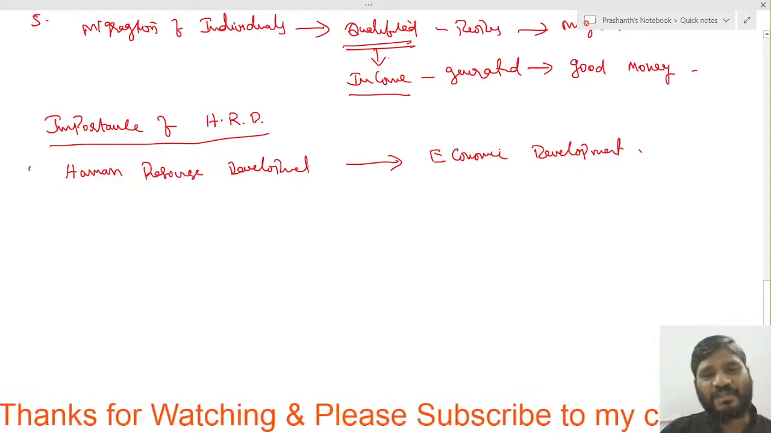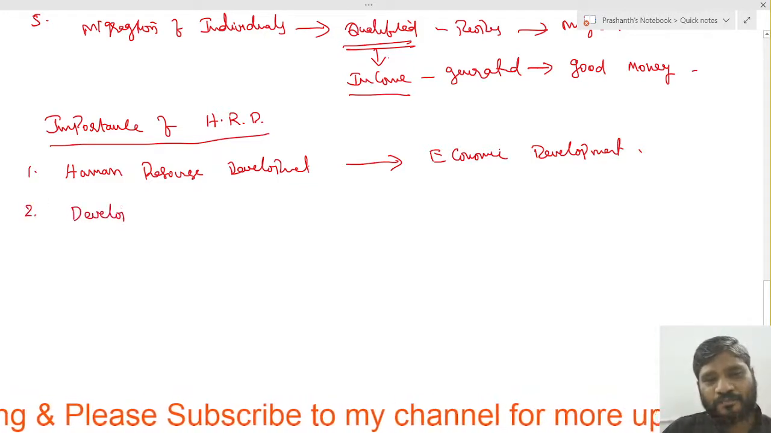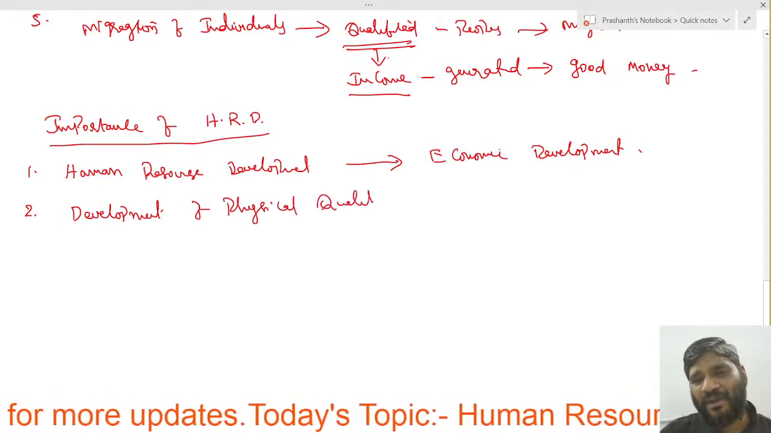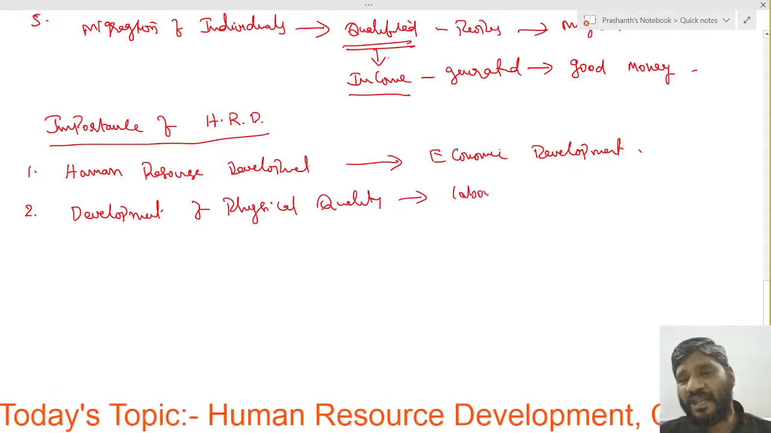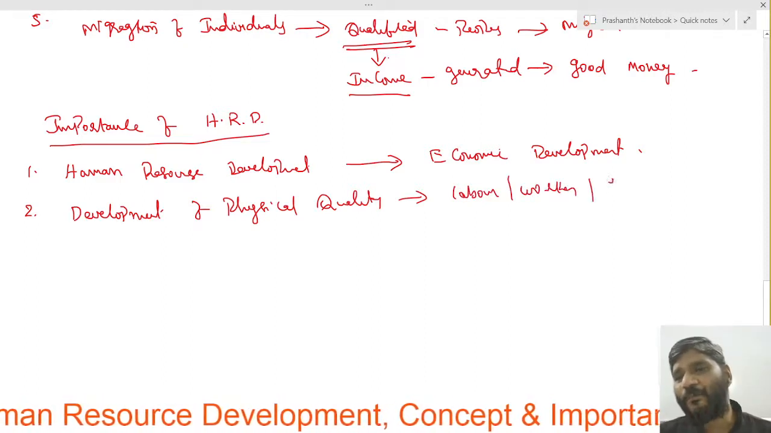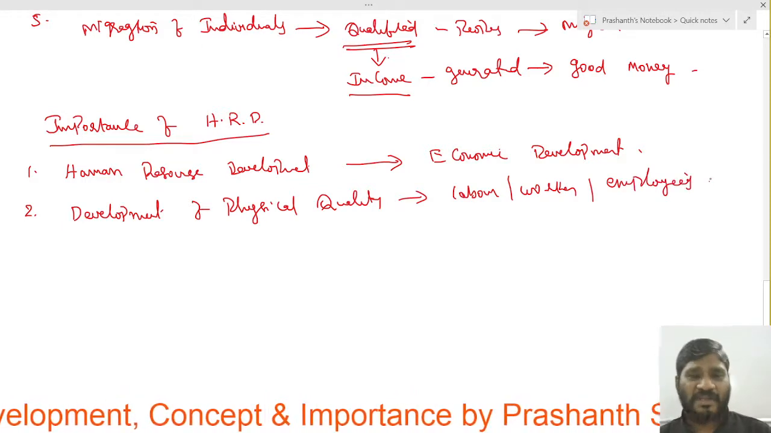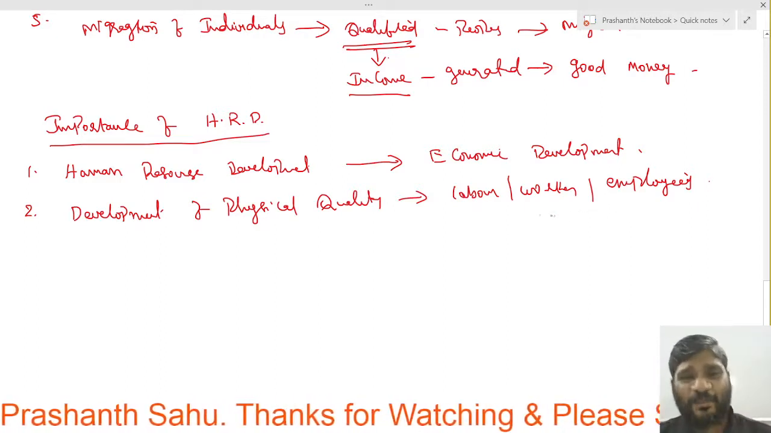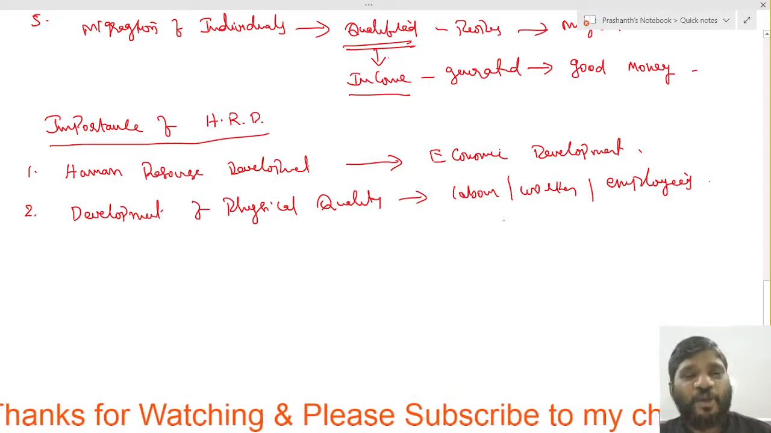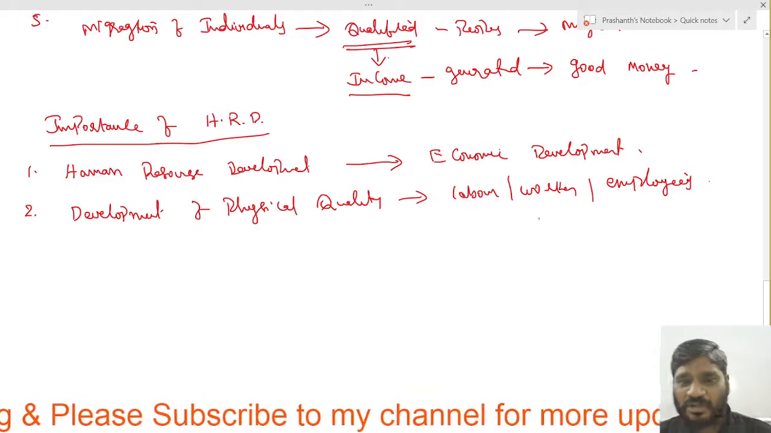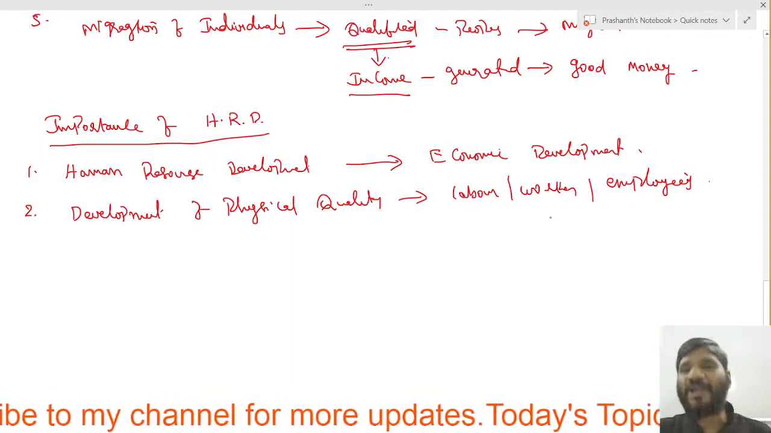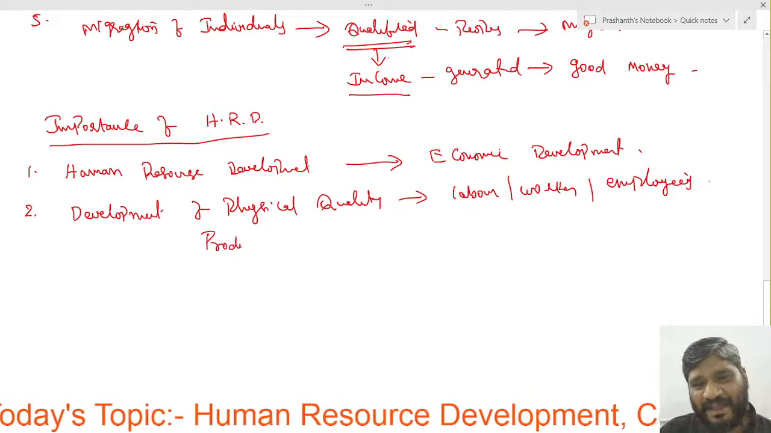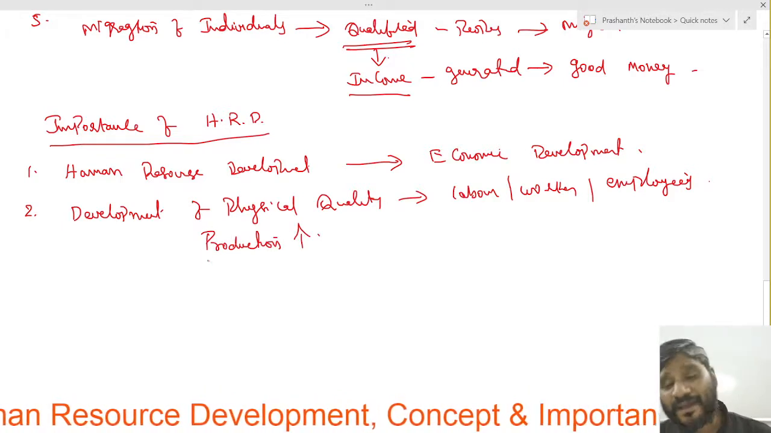And due to human resources here, there is development of physical quality, of whom, of the laborers or workers or employees. The physical quality will be increased, whatever work is being done by the physical capital. Who is physical capital? Human being. He is the physical capital, as I told you earlier. So if the physical capital is of good quality, then we can see there is good development, and due to this we can see there is an increase in production.